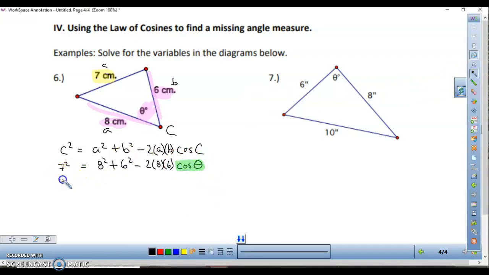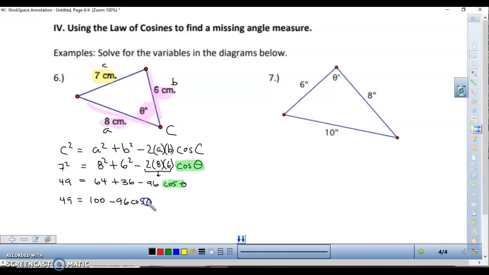All right, so 7 squared is obviously 49. 8 squared is 64. 6 squared is 36. Minus 2 times 8 times 6 is 96 times cosine of theta. And again, my objective is to get this part all by itself so I can do the inverse cosine. So now I'm just going to tighten this up a little bit more. 49 equals 64 and 36 is 100 minus 96 cosine theta.